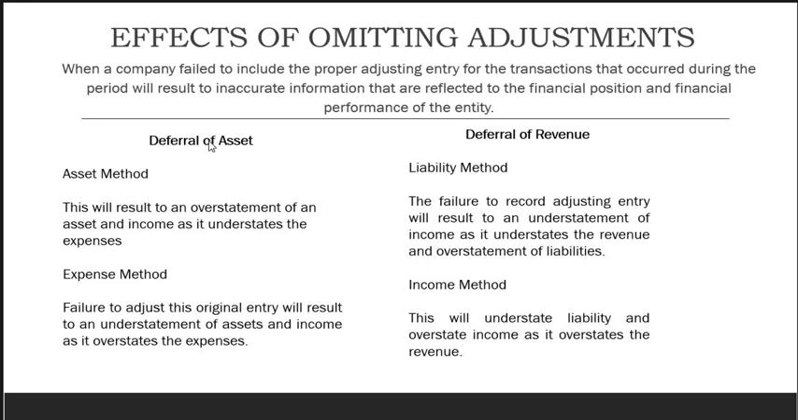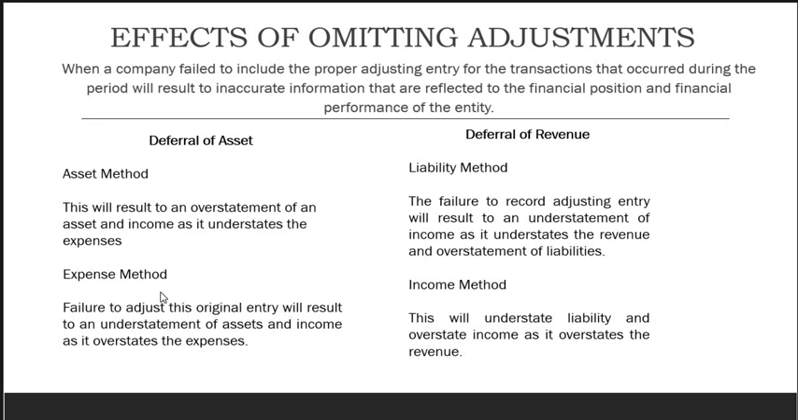If it's a deferral of asset and the adjusting entry was omitted, this will be the effect. If you're using the asset method, this will result in an overstatement of assets and income as it understates the expenses. If you fail to adjust, you'll be overstating your assets and your income because you're understating your expenses. By the expense method, failure to adjust this original entry will result in an understatement of assets and income as it overstates expenses.